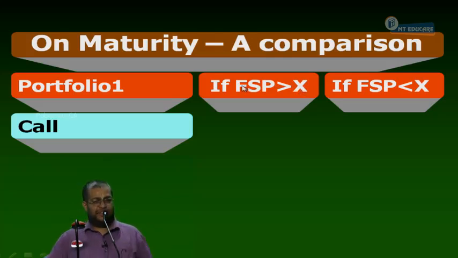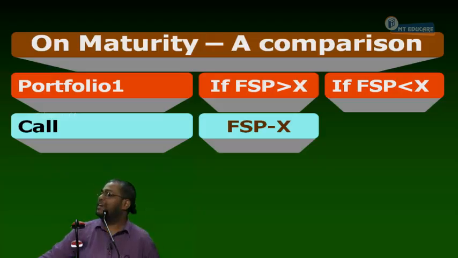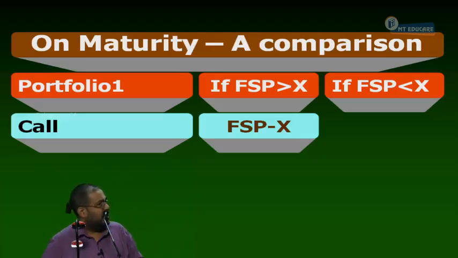So what I get is FSP. What I give is a strike price. So the call gives me a benefit of FSP minus X. Right or not? Now, suppose FSP is less than the strike price. When I exercise or lapse? Lapse. When the call lapses, what is the worth of the call? Nil. The call is worth nothing.